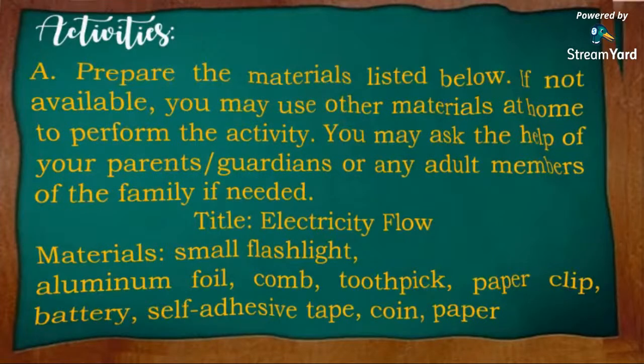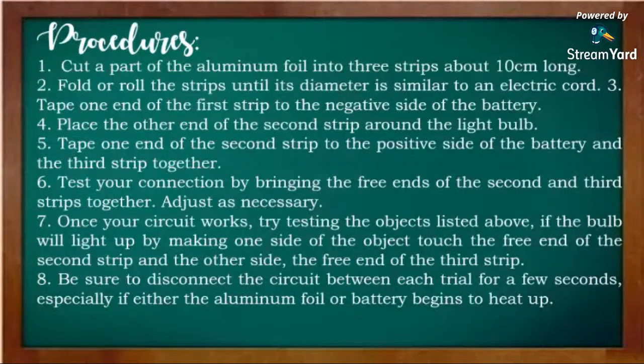We have here the procedures for the activity A. Let me read it for you. Number 1, cut a part of the aluminum foil into 3 strips about centimeter long. Number 2, fold or roll the strips until its diameter is similar to an electric cord. Number 3, tape one end of the first strip to the negative side of the battery. Number 4, place the other end of the second strip around the light bulb.